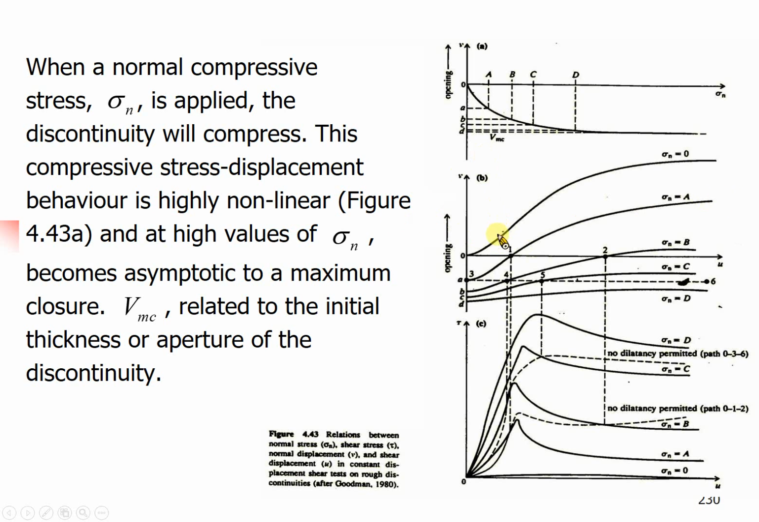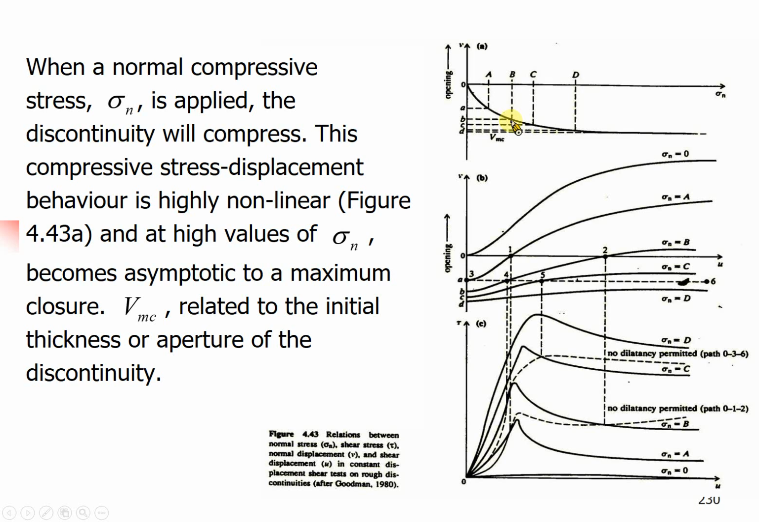This curve shows you a series of curves during the direct shear test of discontinuities. This part will be the normal displacement of the joint subjected to the normal stress. So the vertical axis will be normal stress. The horizontal axis will be the displacement. In the very beginning, when you don't have any normal stress, the displacement equals 0. Then with increasing normal stress, the normal displacement starts to increase.